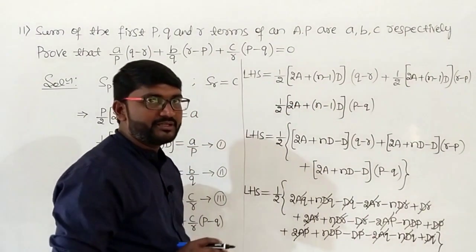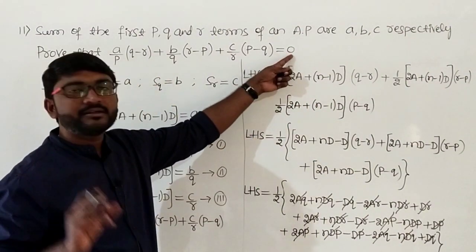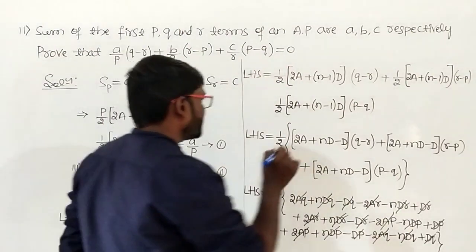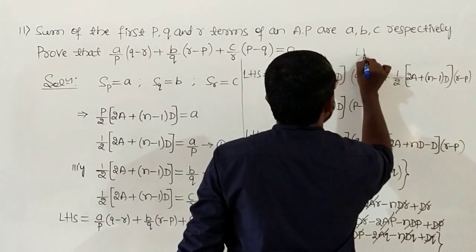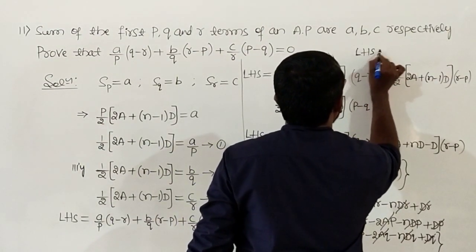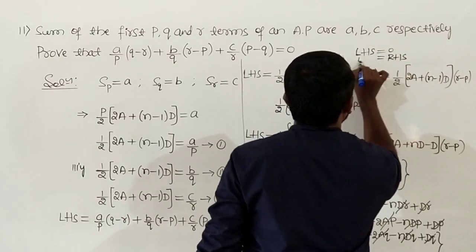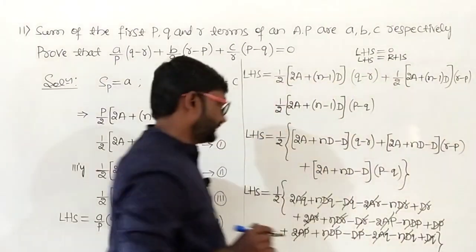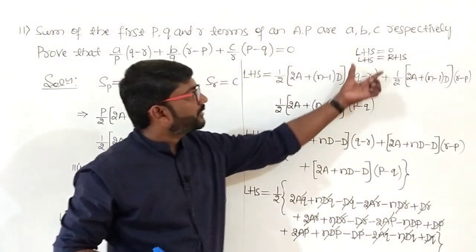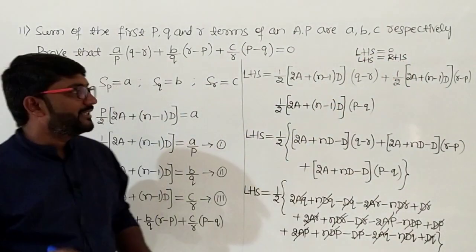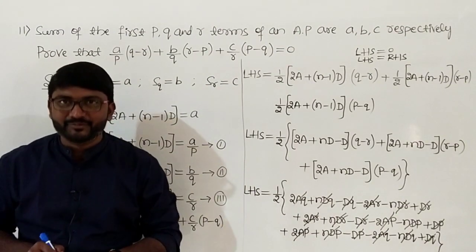The answer is going to be 0. That is our required right hand side. That I will write here. LHS, which is equals to 0. This is nothing but the RHS. Left hand side equal to right hand side. So after this step you have to write these two, so that this completes the 11th problem.